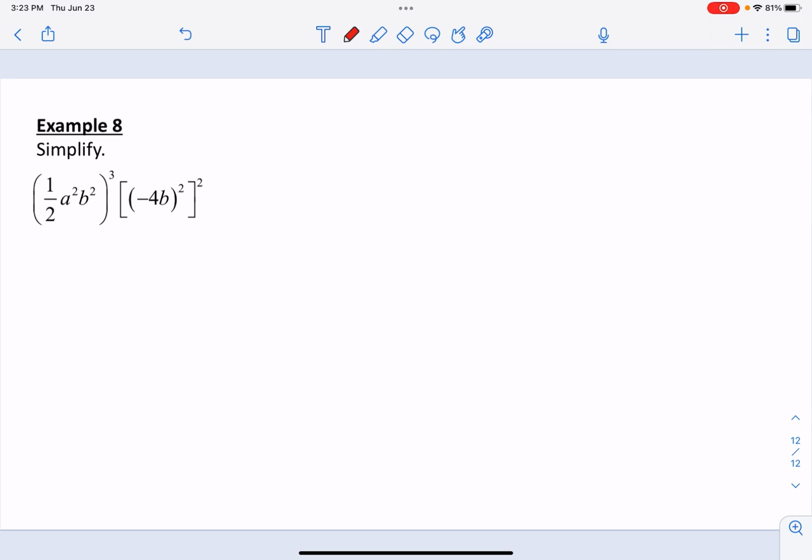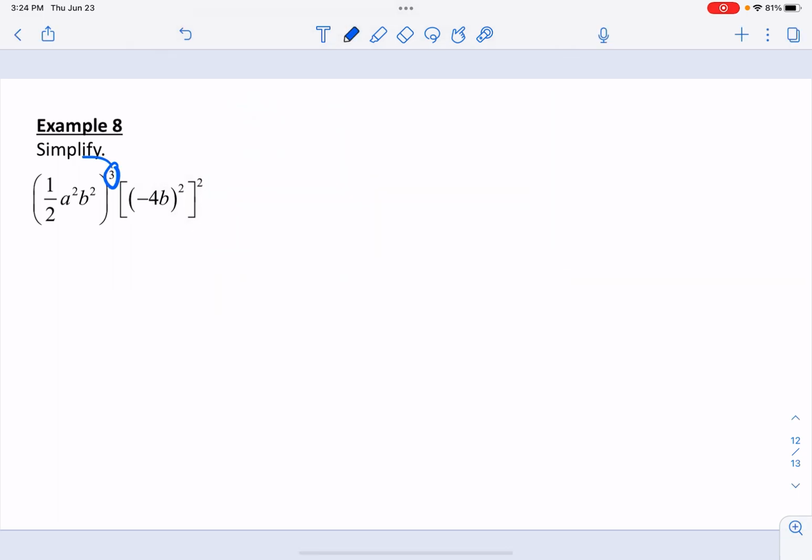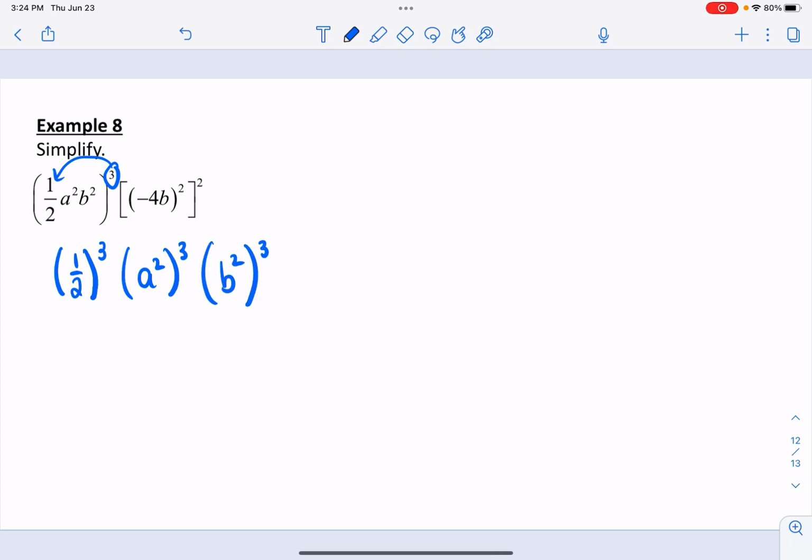Ooh, this is a really good one. Okay, so, oh, this is a lot of fun. Okay, 3 goes to the 1/2 as a power. And make sure that you write that correctly. And then I have a squared to the third, b squared to the third.